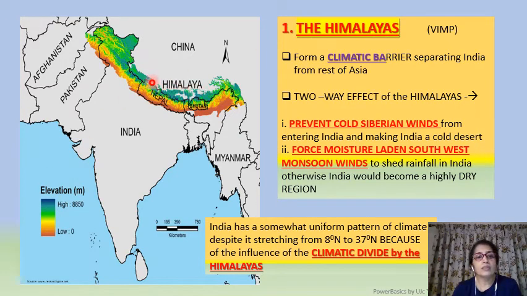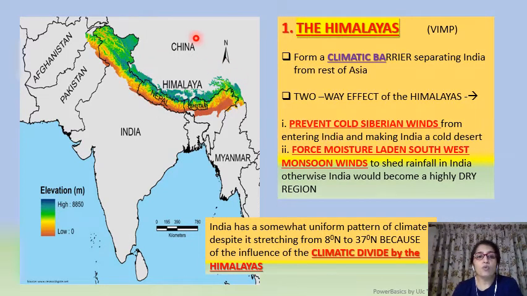Look at the Himalayas. They are here. This brown part is the Himalayas, and they are going from east to west, okay. Now they form a climatic barrier separating India from the rest of Asia. There's a two-way effect of the Himalayas.